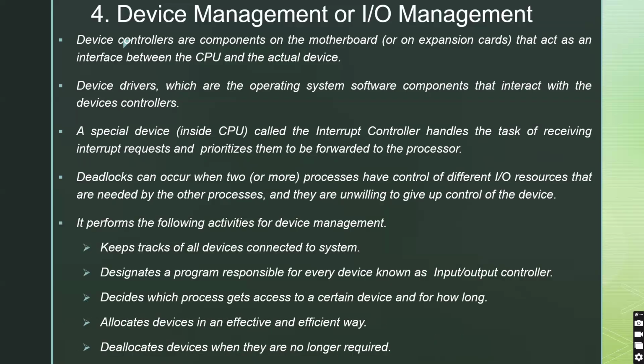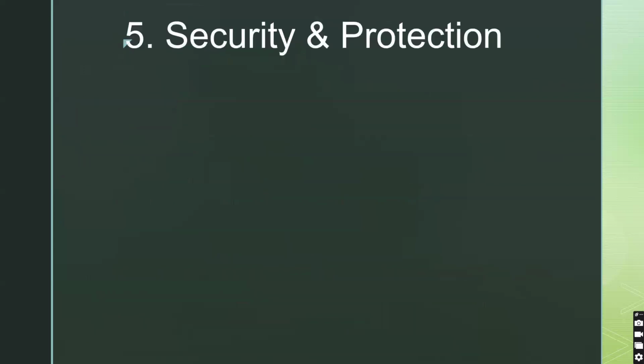So the following activities are performed for device management. The operating system will keep track of all the devices connected to the system. It allocates the devices. It deallocates the devices. It designates a program responsible for the input-output controller. So this is the fourth main function performed by the operating system.